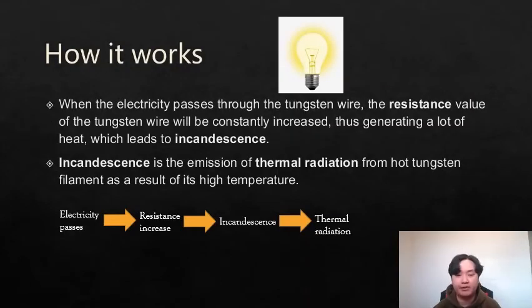And how it works. When the electricity passes through the tungsten wire, the resistance value of the tungsten wire will be constantly increased, thus generating a lot of heat, which leads to incandescence. Incandescence is the emission of thermal radiation from the hot tungsten filament as a result of its high temperature.